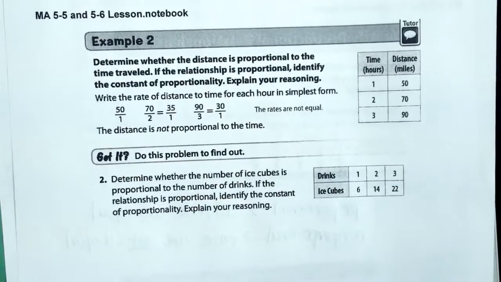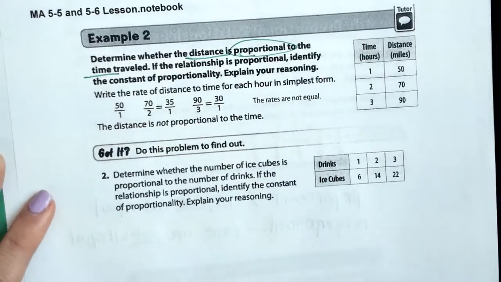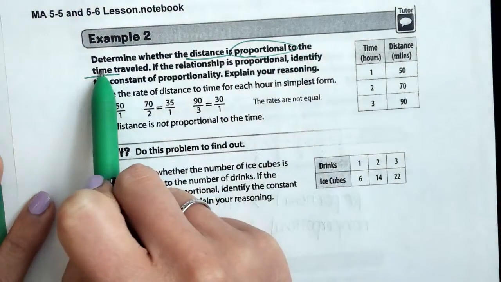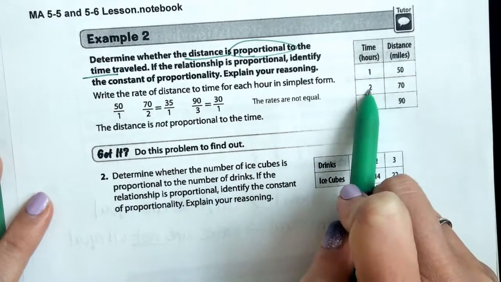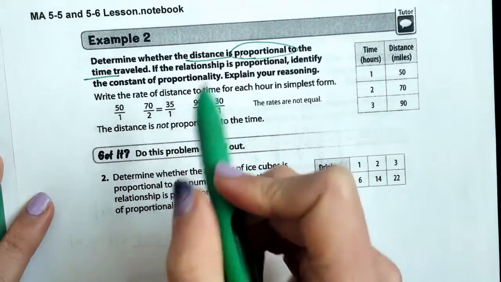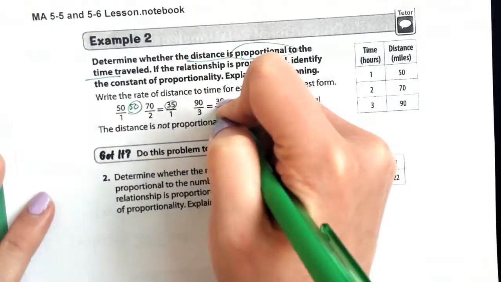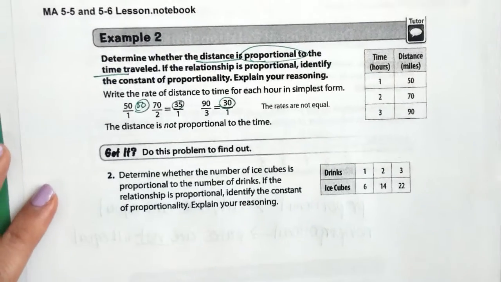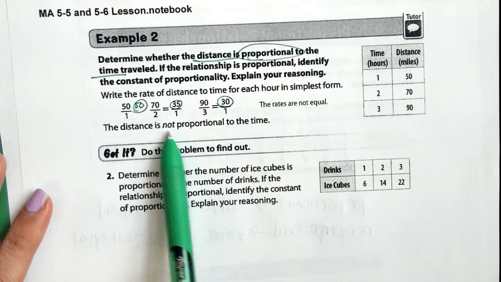On example 2, it says determine whether the distance is proportional to the time. That means we're doing distance divided by time. So 50 divided by 1 is 50, 70 divided by 2 is 35, 90 divided by 3 is 30. Notice it was 50, then 35, then 30, and those are not equal. So that means this is non-proportional or not proportional.